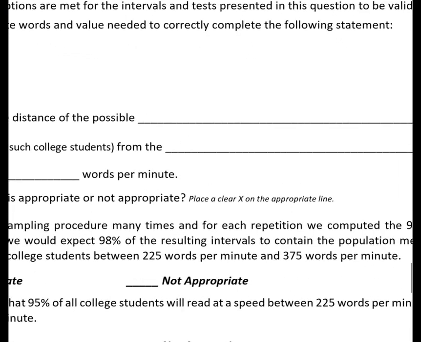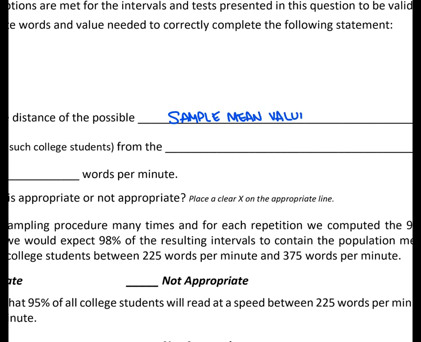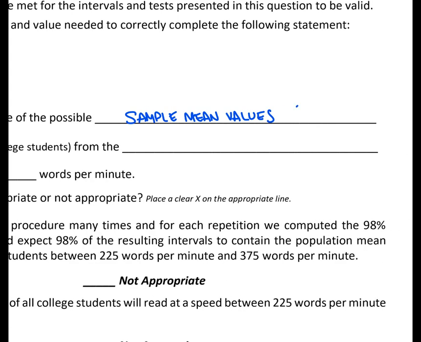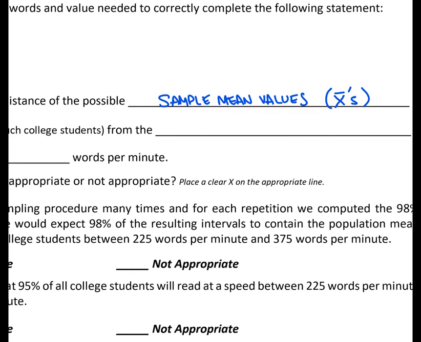So let's fill in the blanks first for the words. So we know the possible sample mean values, because again these will change from sample to sample. So all of our x bars and how these would vary from the true population mean, that one fixed parameter, mu.